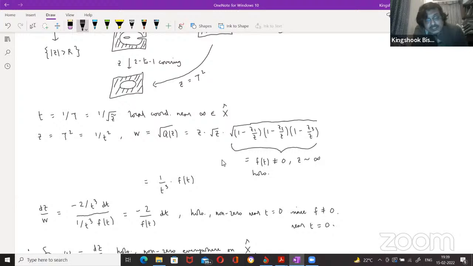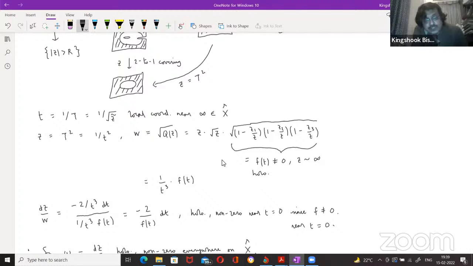So what is w? It is the square root of q of z. So I write that as z times the square root of z times the square root of this function. Now this function inside the square root is holomorphic and non-zero near infinity, when z is near infinity. So I can write this as some holomorphic non-zero function f of t. And I have now z times the square root of z.